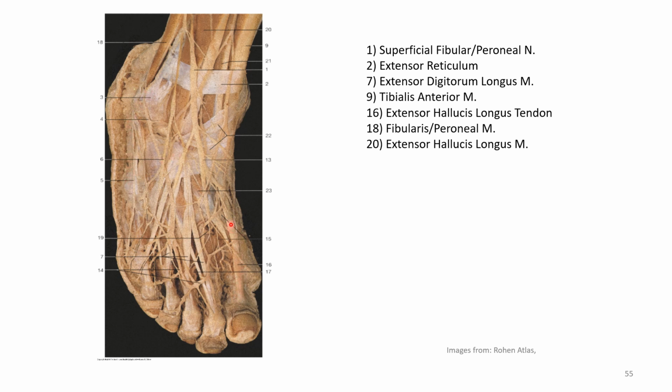This is the tendon of the extensor hallucis longus muscle. This is extensor hallucis brevis, deep to that. These are the tendons of the extensor digitorum longus. Deep to those will be the tendons and muscle of the extensor digitorum brevis, and this is the muscle belly of the extensor digitorum brevis.